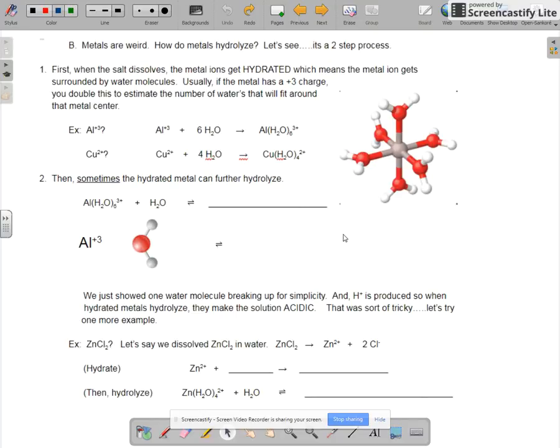So how can a metal cause a solution to be acidic or basic? Huh. I mean, how can a metal donate an H plus? That's kind of weird. So we're going to have to talk about this.